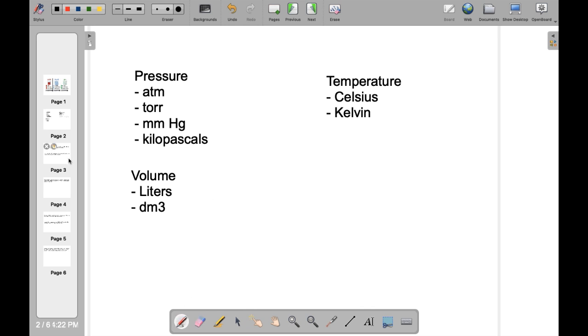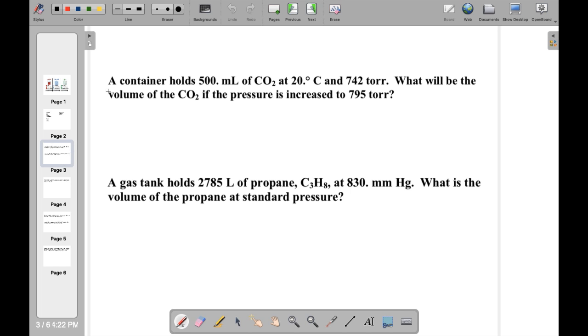Let's go to the first gas law that we're going to talk about. It's called Boyle's law. Boyle's law says if I have some gas at a certain pressure and volume, the pressure and volume have an inverse relationship. So I'm going to put pressure 1, pressure 2, volume 1, volume 2. What this means is, let's say I have a container of gas at, let's just say 1 atmosphere, and the volume is 1 liter.